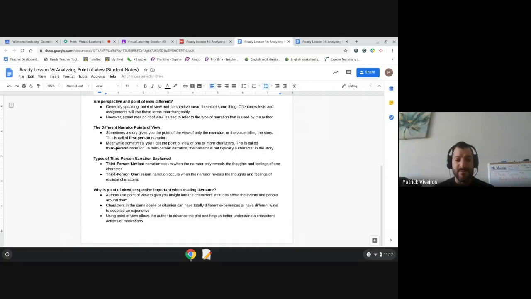And then lastly, using point of view allows the author to advance the plot and help us better understand a character's actions or motivations. So again, all stories, all narratives have a particular point of view or perspective that the author uses. And the author uses them in order to advance the plot, so, move us into the conflict, to that rising action, to eventually a resolution to the conflict. And then they also use it to help us better understand a character's actions or motivations. So when they say motivations, they mean why a character is acting or behaving in a particular way. So that is a conclusion of our notes.